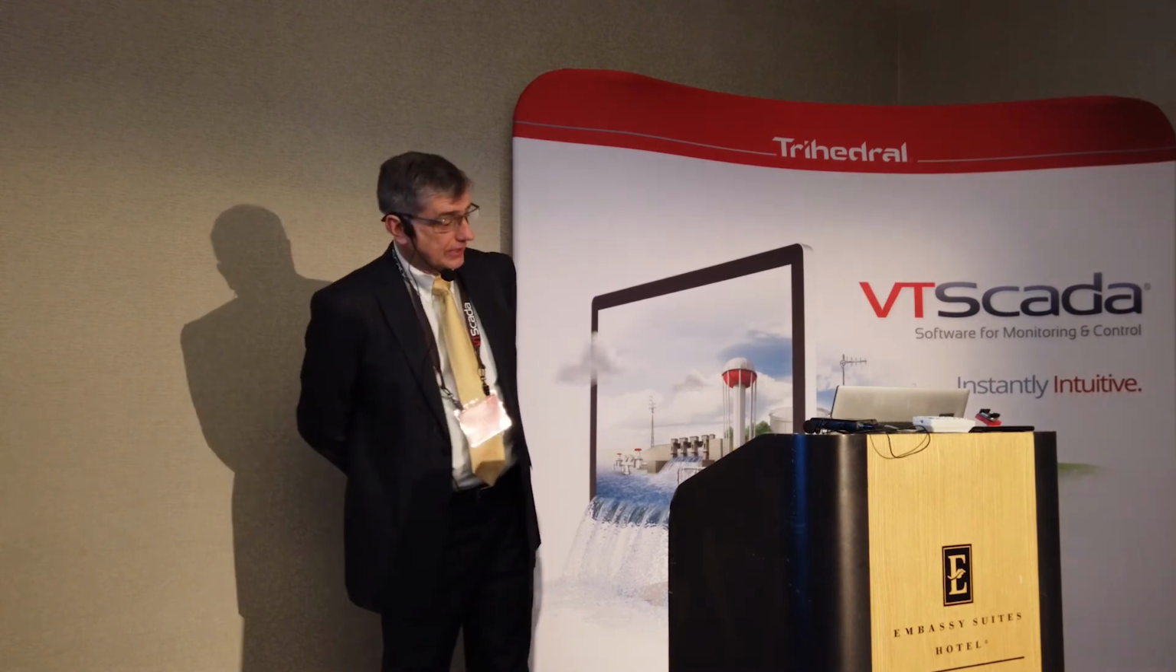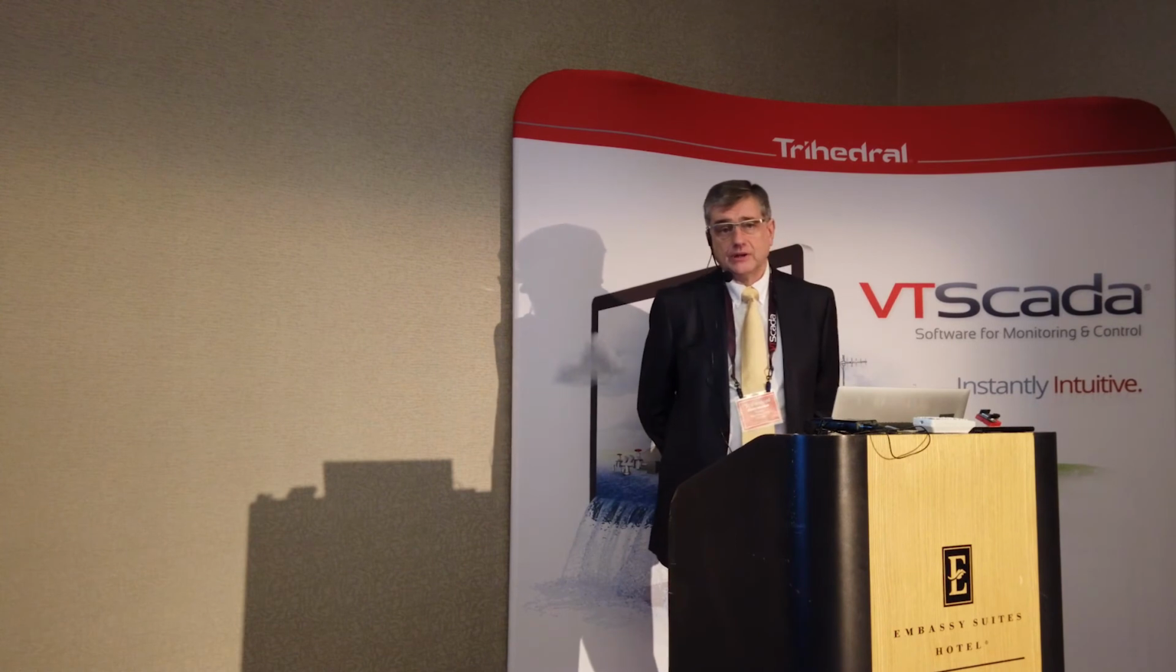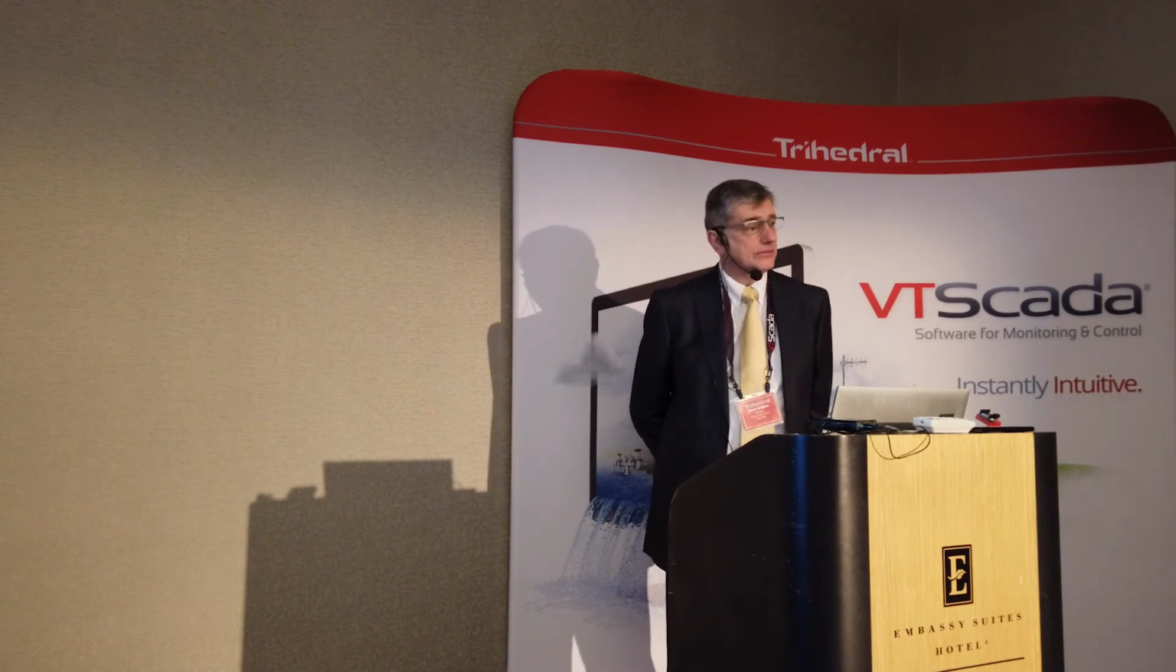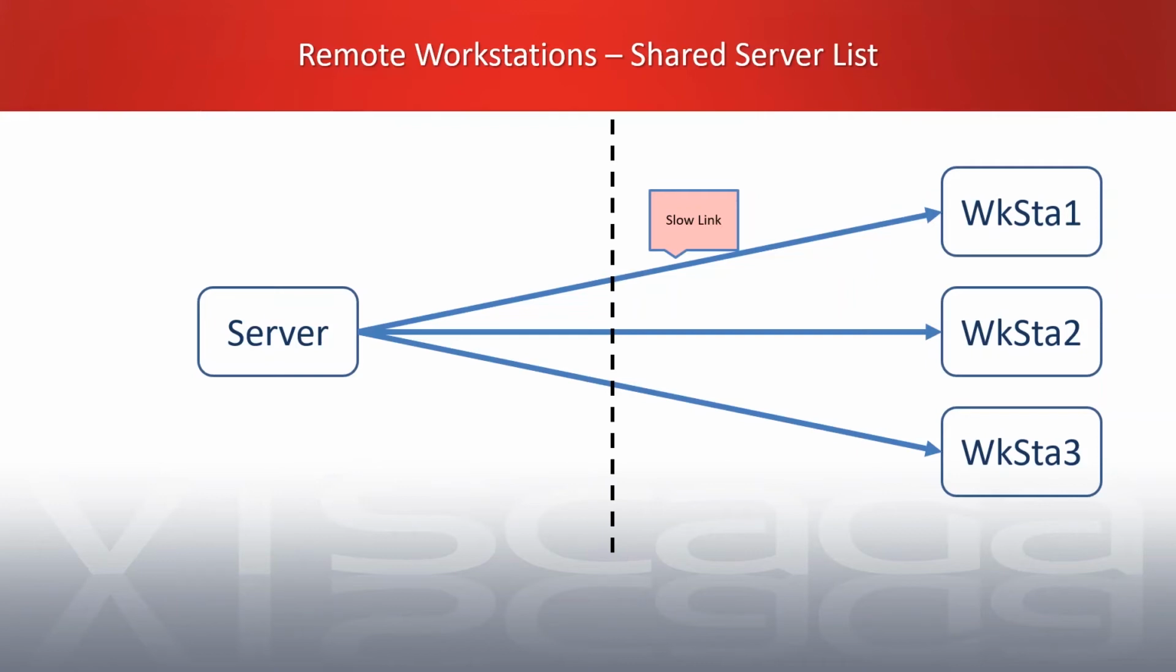So in bigger systems and plants, you have this scenario sometimes where you have a server and you have multiple backup servers or clients that need that data that are at a different site. What I've shown here is you've got a slow link and you've got 3 workstations all trying to access that server across this slow link. So you have 3 data streams going through. You're trying to push 3 data streams through that slow link.